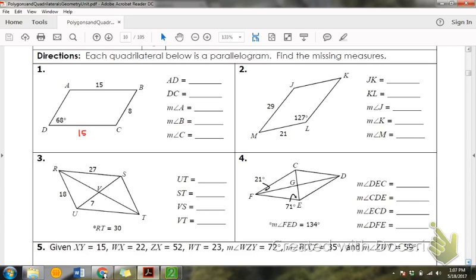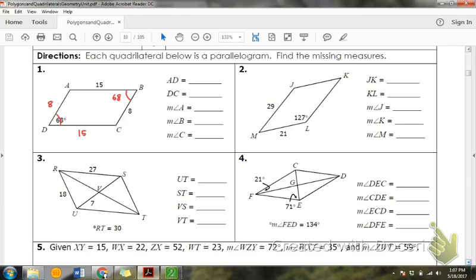Okay? If BC is 8, what else do we know about the diagram? AD is 8. Good. AD is 8. If angle D is 68, what else do we know? B is also 68, right? Because opposite angles are congruent. B is 68. How might you find angle C?